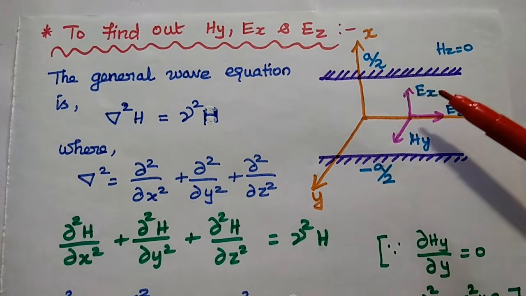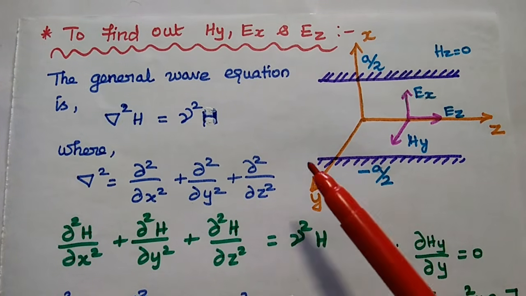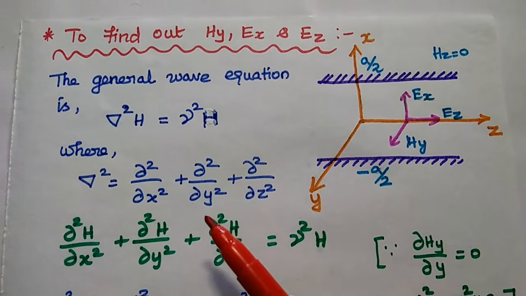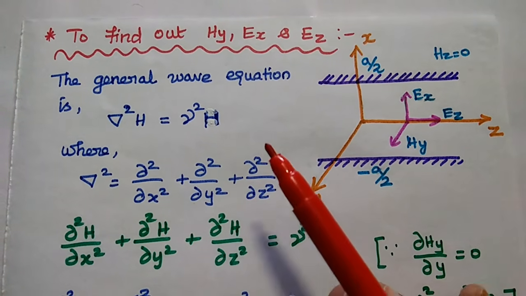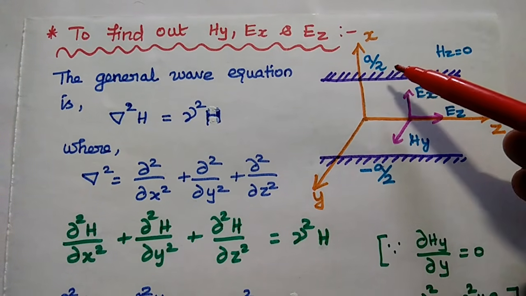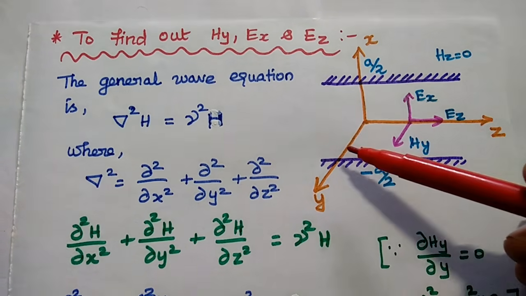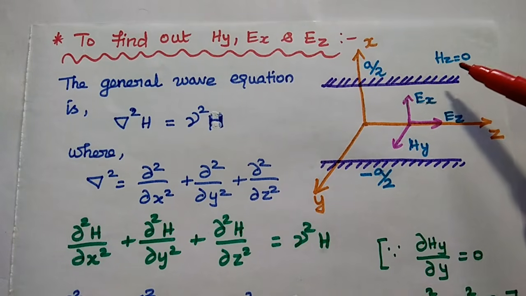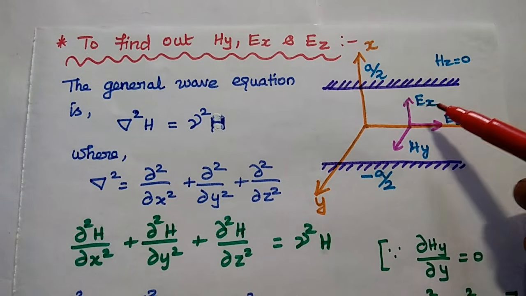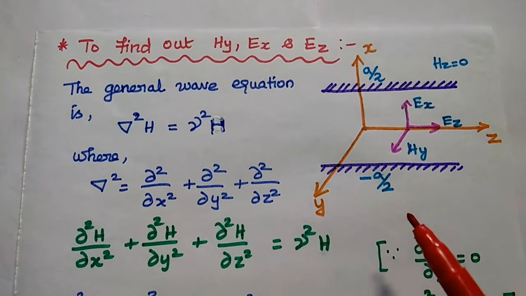Next we are going to find out the field components of these TM waves. For that we can take the general wave equation. The general wave equation for the magnetic field is del squared H is equal to gamma squared H. Here we consider parallel planes with the distance a, starting from minus a by 2 to plus a by 2. The total distance is a. Here we consider Hz is equal to 0. It has Ez, Hy and Ex values. So these three are the field components for these TM waves.